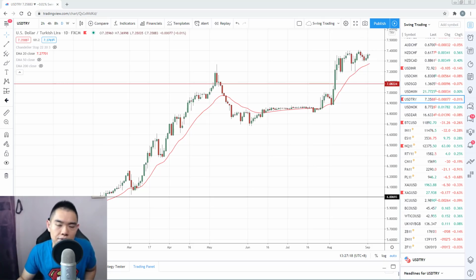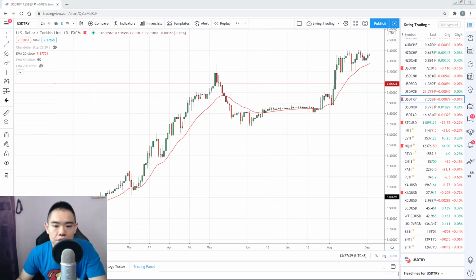So what I will do is, if the 20 MA has caught up with the price, simply place a buy stop order above this high, looking to go long. Stop loss will be 1 ATR below this swing low over here, so somewhere about here. So that's my plan to trade dollar against the Turkish lira, bullish on it as well. It seems like we have a number of bullish setups this coming month.